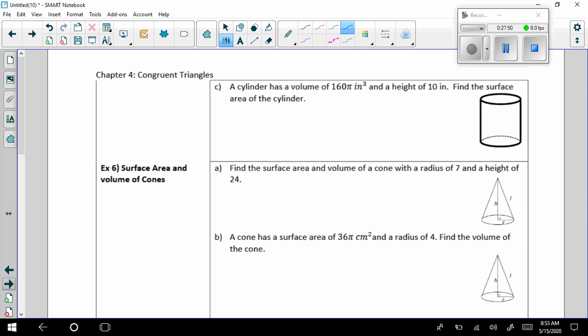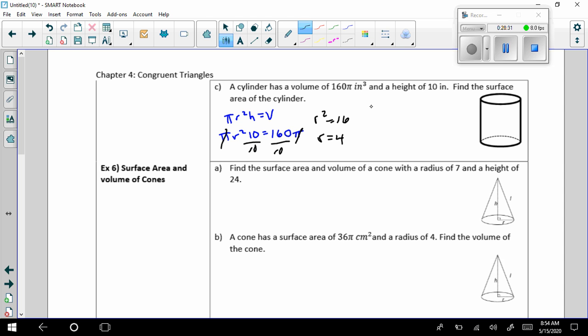And then working backwards with those, if you are given the volume and the height, you can then find surface area. So remember, volume is pi r squared times h. This is equal to your volume. We know h is 10, so pi r squared times 10 is equal to 160 pi. The pi's will cancel. Divide by 10. R squared is equal to 16, so r equals 4.